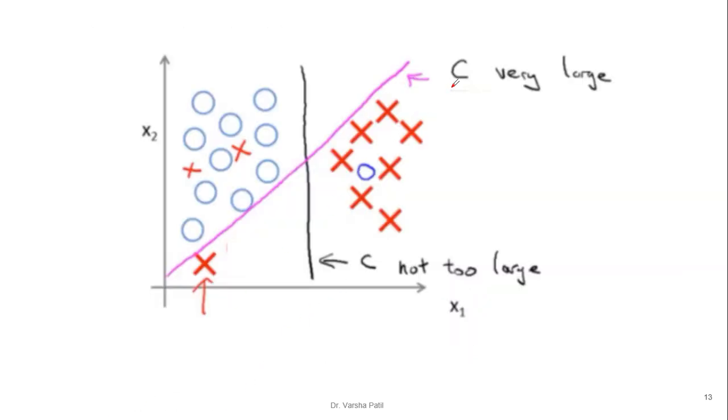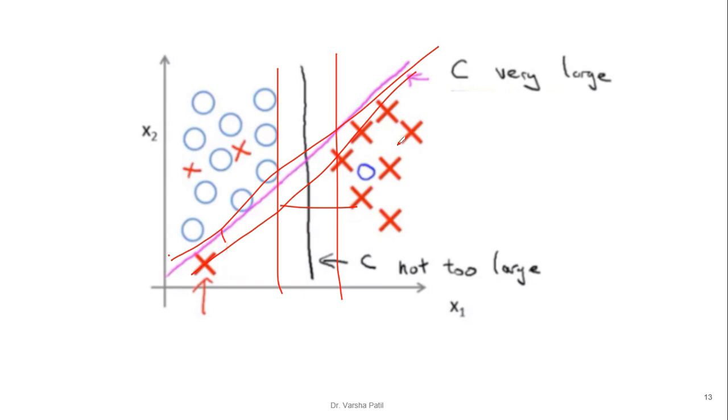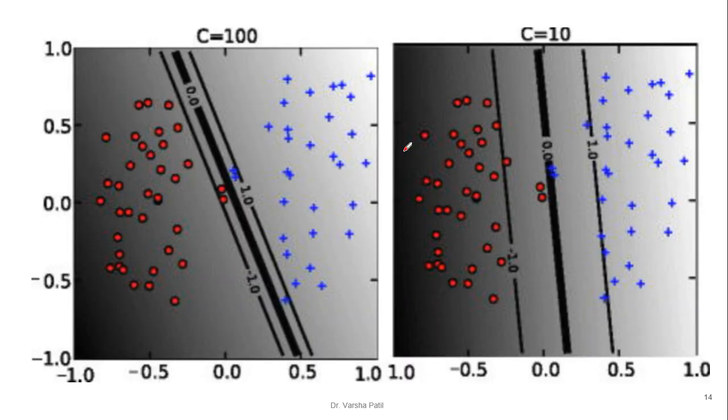Now we'll see, when C is large we will get the hyperplane like this, and when C is not too large, we will get the hyperplane like this. When C is not too large, or small, we are getting the maximum margin, and when C is large, we are not getting a margin, or the margin is very narrow. So that is a problem. In the next diagram it is more clear.